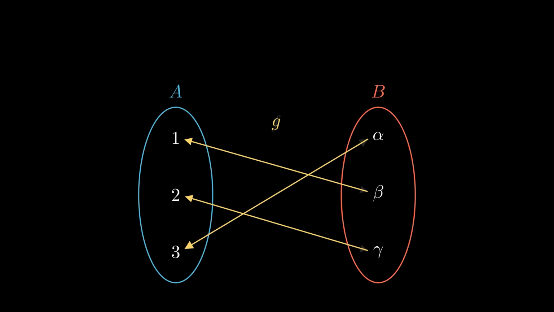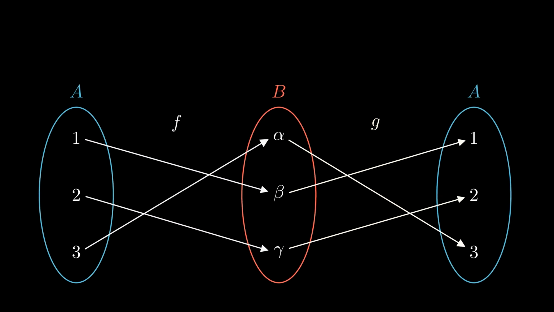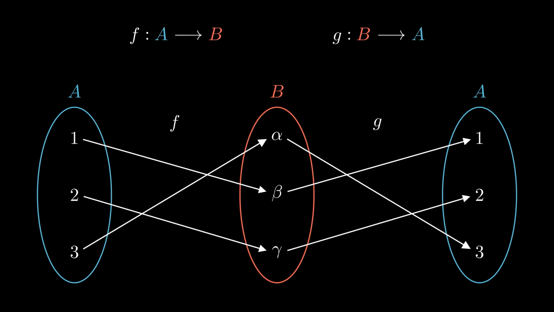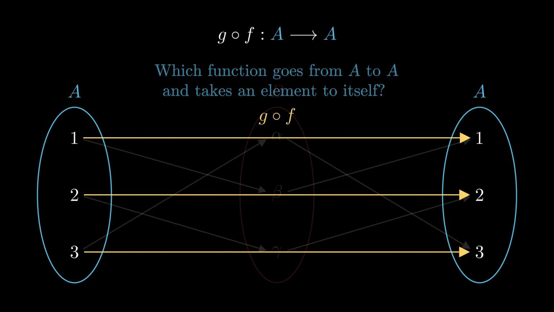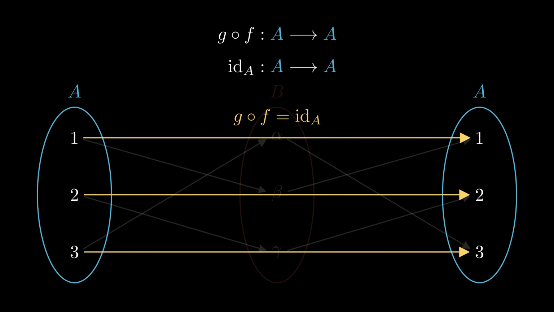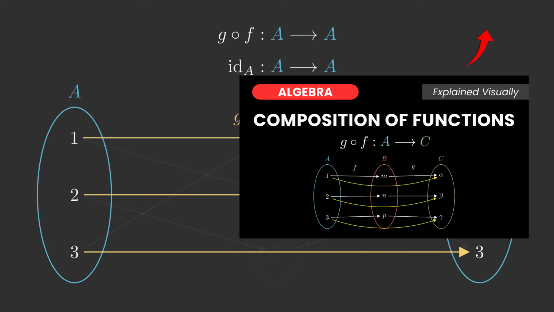Not only that, but if we arrange it in a slightly different way, we can see that this situation naturally looks like a composition. Recall that the composition of two functions is, by definition, a function itself. But which function goes from A to A and takes an element to itself? It's the identity function of A. Again, if you're not familiar with what the identity function is, we recommend you watch our video about composition.